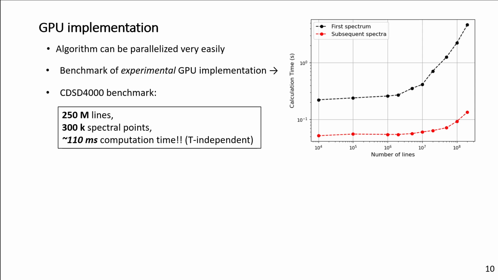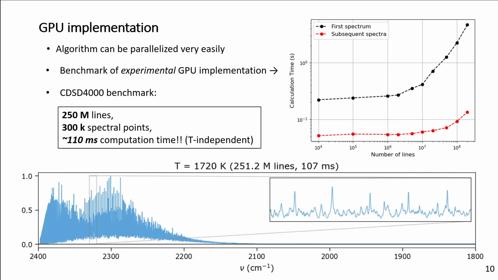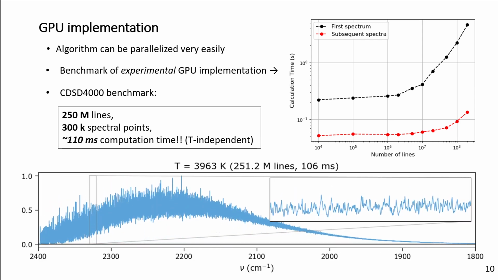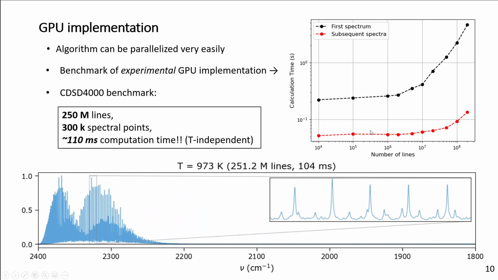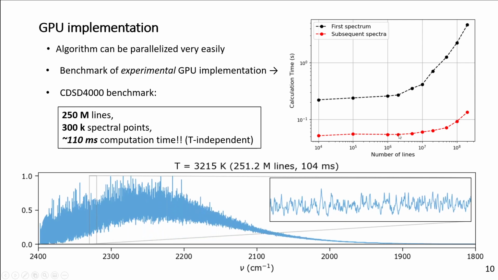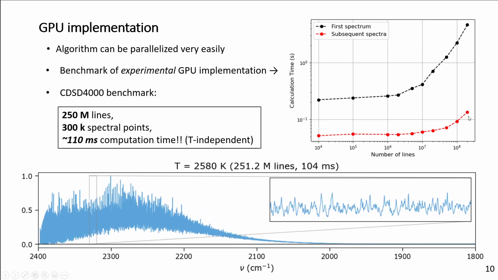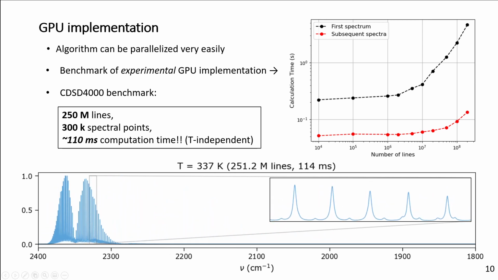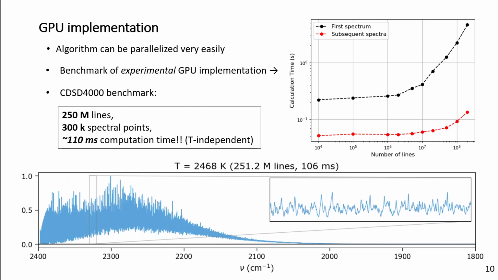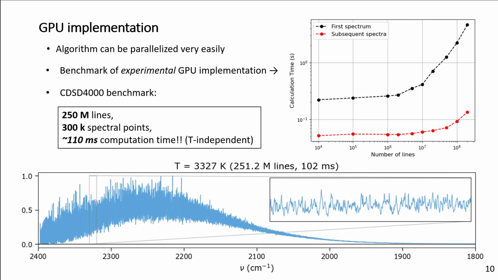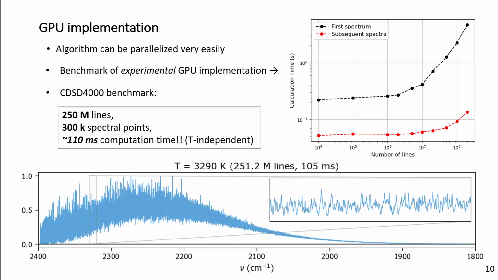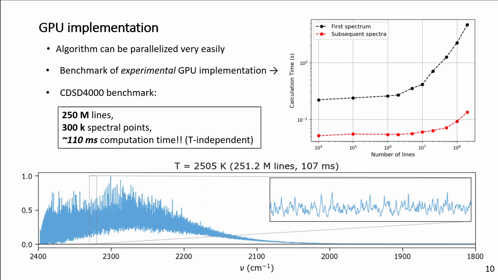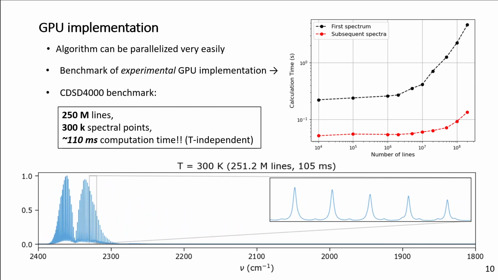Computation time is limited by the CPU to GPU transfer rate of the database, which is only needed for the first spectrum and is shown in black in the right graph. For subsequent spectra, the computation time is only 50 milliseconds when including less than 10 million lines and becomes 110 milliseconds for 250 million lines. When expressing this performance as the number of lines times spectral points per second, this corresponds to a performance increase of about 5 orders of magnitude. The resulting spectra are shown in the graph in the bottom for temperatures between 300 and 4000 K, showing that the computation time is independent of the temperature of the spectrum.